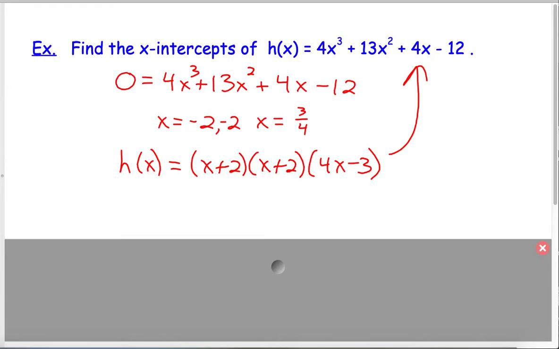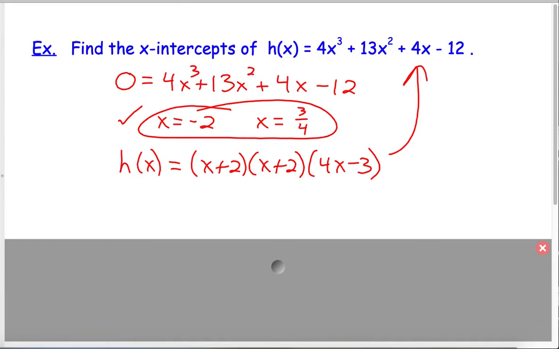So we need to use the calculator to find the roots. It says find the x-intercepts. So we are done right here. We used our calculator and we're done. But I'm working backwards now from the answers to show you what the factored form would look like.